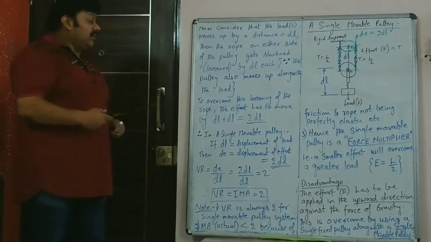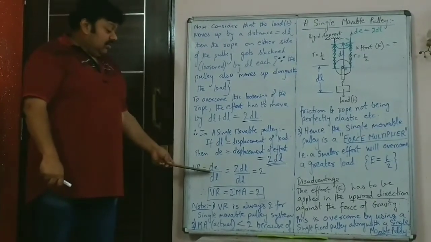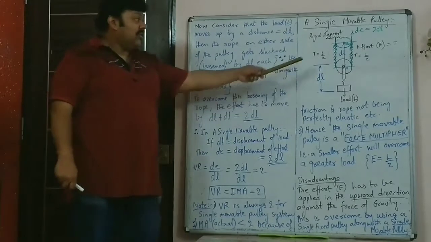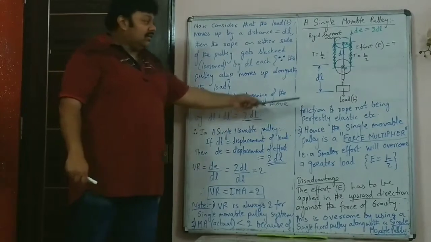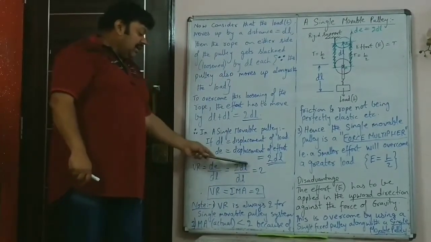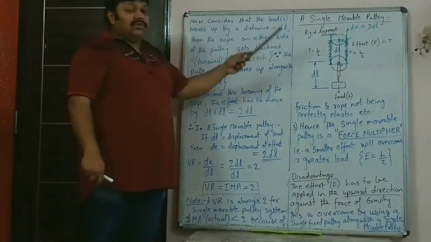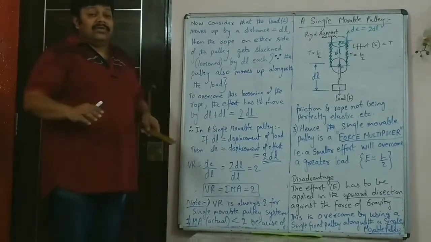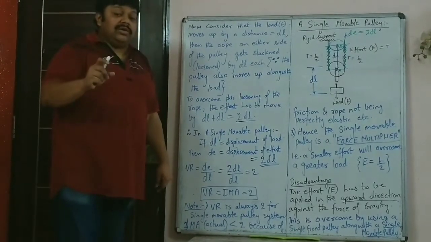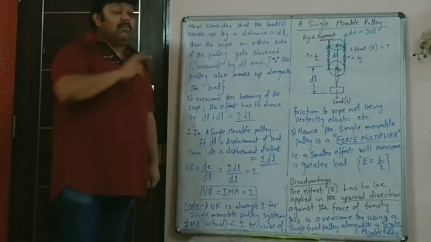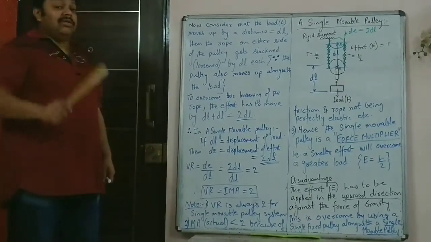That has got a lot of significance because your velocity ratio formula is dE by dl. Your dE is 2 times dl, which you have just written there. dE is 2 times dl, and dl is the distance moved by the load. So dl will get cut. So the velocity ratio of a single movable pulley system is always 2. The velocity ratio of a machine doesn't change. For a single fixed pulley, the velocity ratio was 1. For a single movable pulley, the velocity ratio is 2. The velocity ratio doesn't change.